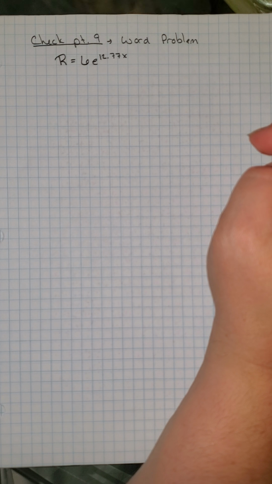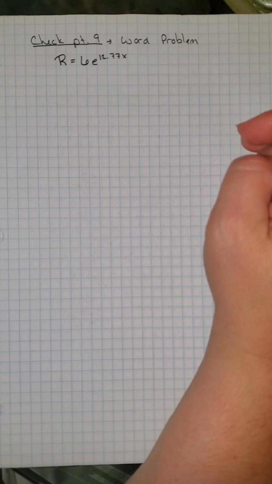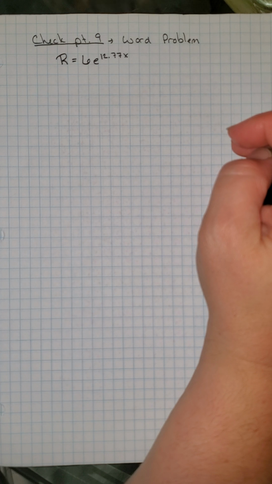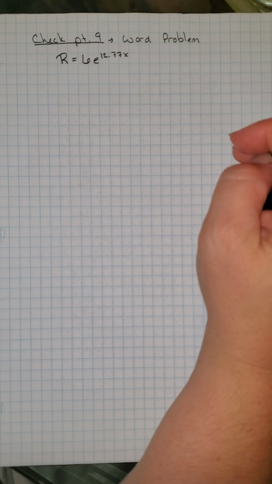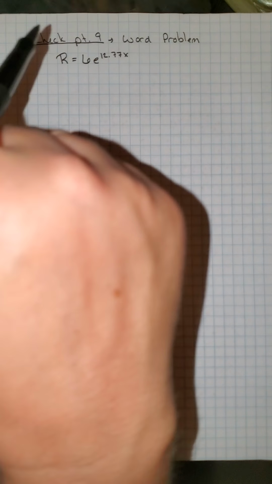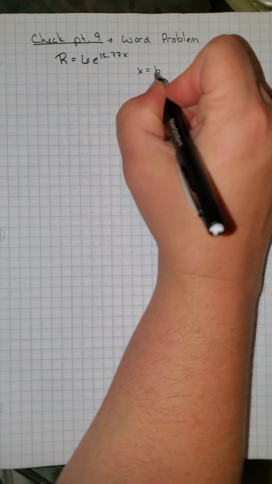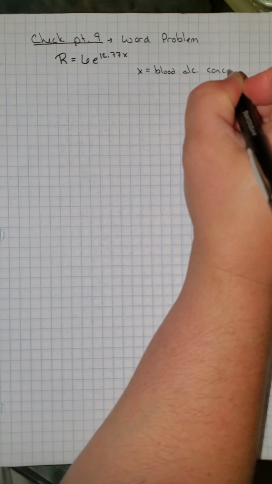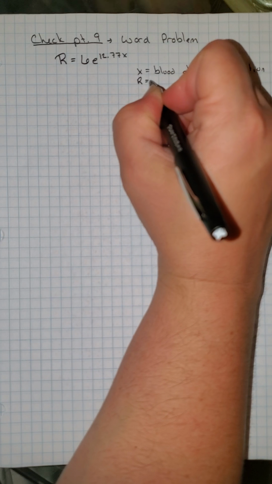Alright, so example 9 tells us that medical research indicates that the risk of having a car accident increases exponentially as the concentration of alcohol in the blood increases. Where X is the blood alcohol concentration and R, given as a percent, is the risk of having a car accident. Okay, so X is blood alcohol concentration. And the R is the risk.